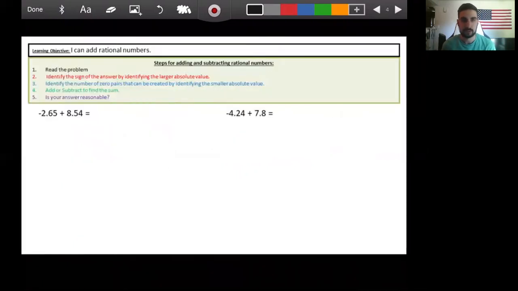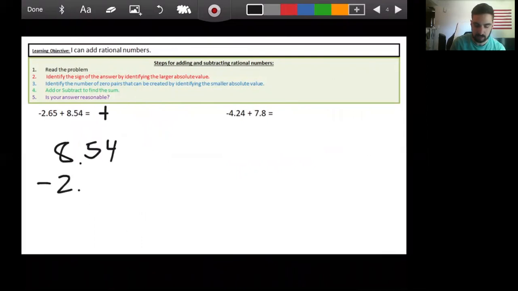Next one, so decimals, but the same rules apply. So I need to look at my numbers. So -2.65 and +8.54, they're different signs. I can see that 8.54 is bigger and it is positive, so my answer will be positive. Then I'm going to take my numbers and subtract them because they are different signs. Since they're different signs, we're going to do this. Remember to line up your decimals.